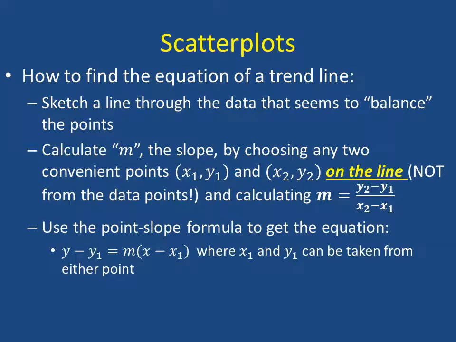Then we're going to use the point slope formula that you see on the screen there to get the whole equation. x1 and y1 can be any point on the line. Certainly could be either of the 2 points that we've used to calculate the slope, and plug it in.